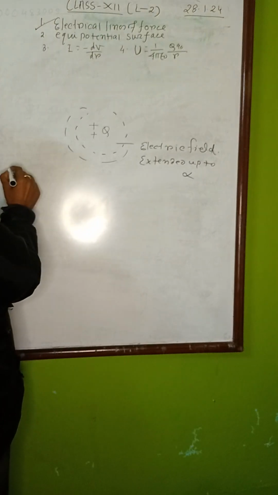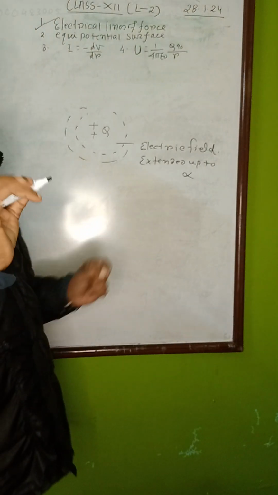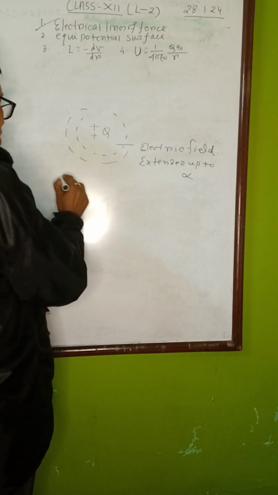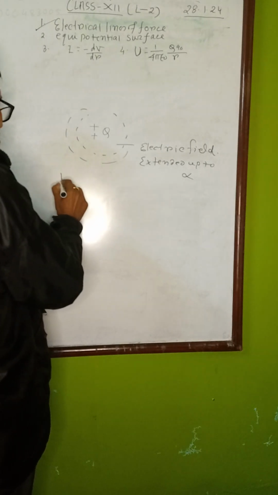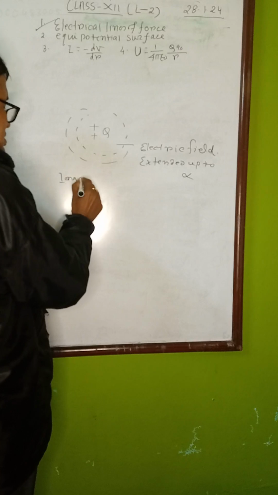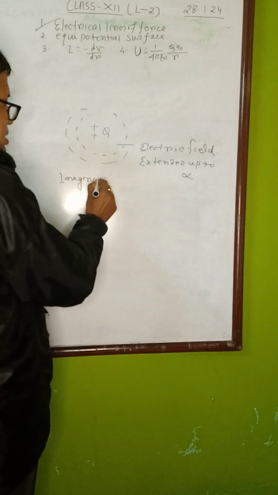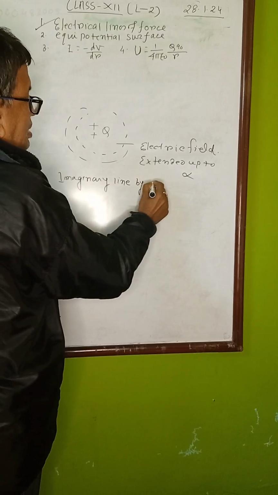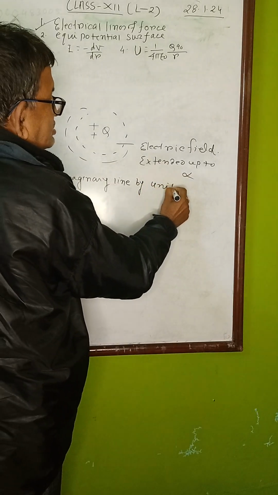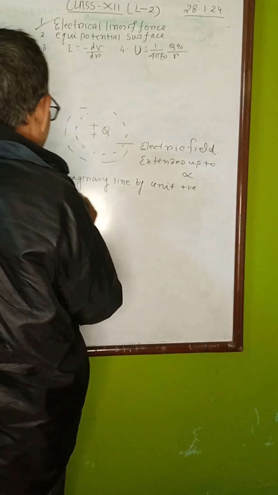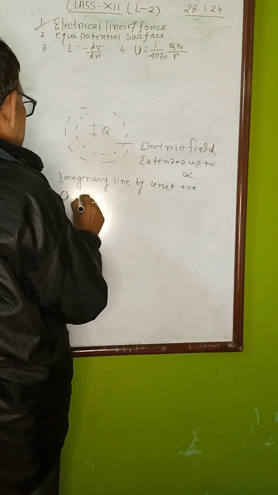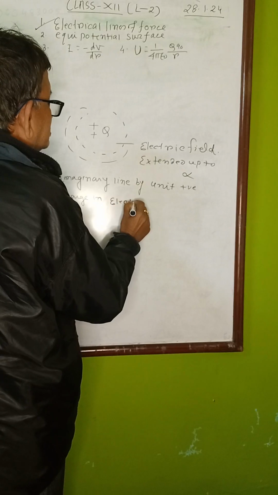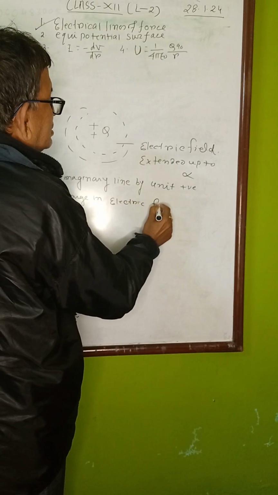Now, electric lines of force is the imaginary line drawn by a unit positive charge in an electric field.